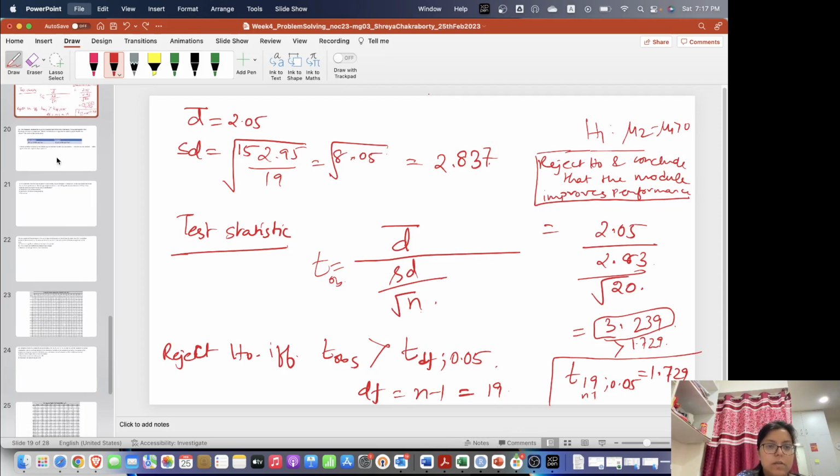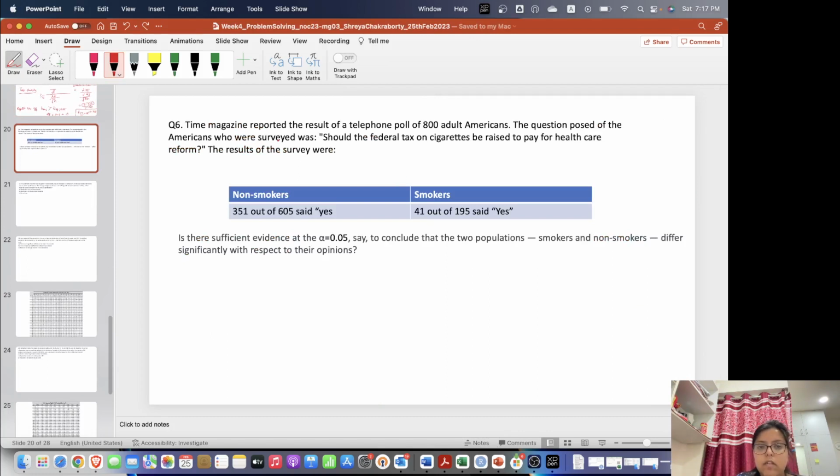So we'll proceed to the next one. This magazine reported the result of a telephone poll of 800 adult Americans. The question posed was, should federal tax on cigarettes be raised to pay for healthcare reform? These were the responses of non-smokers and these were the responses of smokers. Is there sufficient evidence at alpha equal to 0.05 to conclude that the two populations differ significantly with respect to their opinions?